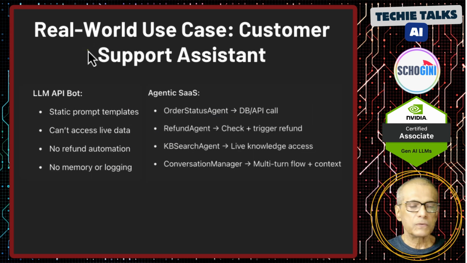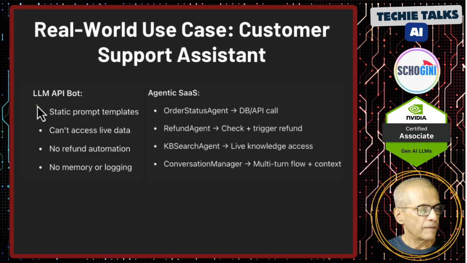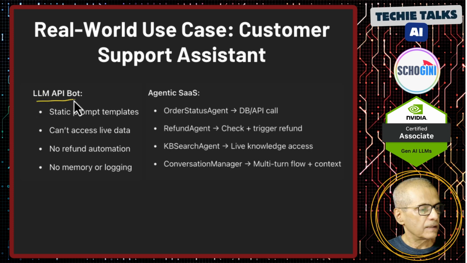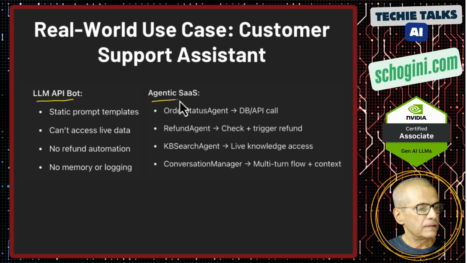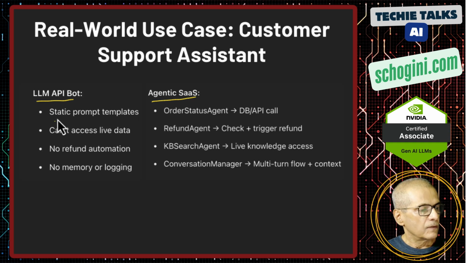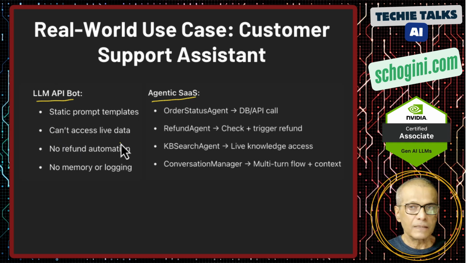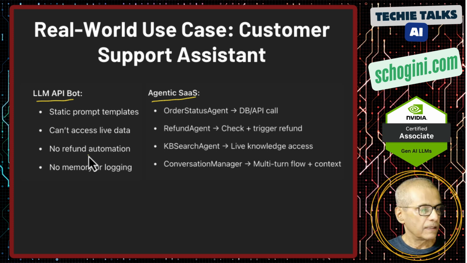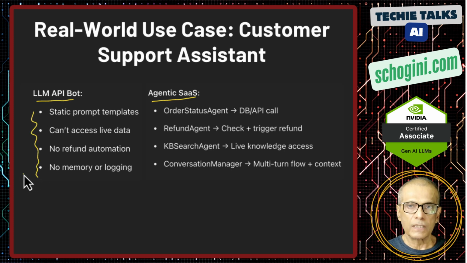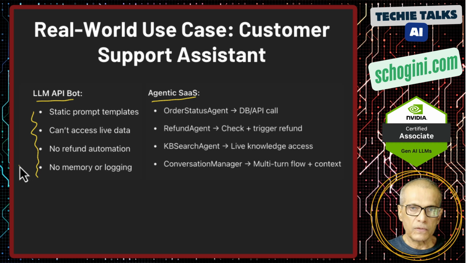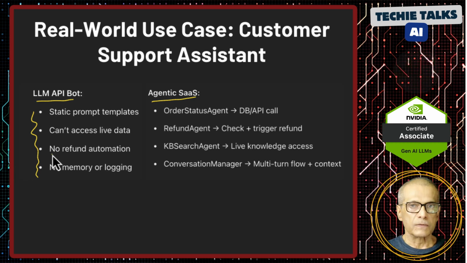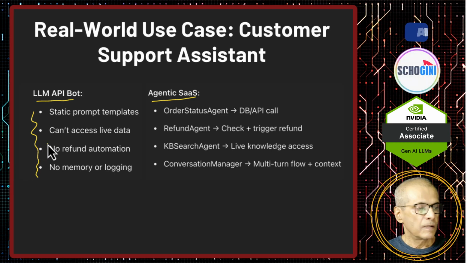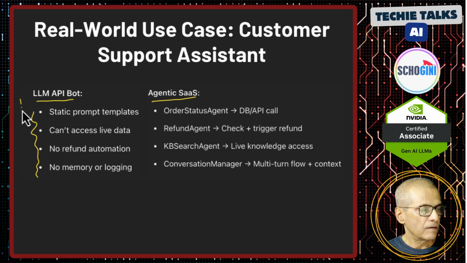Let's take a real world use case, customer support assistant using non-agentic chatbot and agentic SaaS chatbot. So it is static prompt templates, limited to static, can't access live data. You cannot do further workflow automation easily. Now, see, these are all possible with extra work, extra complexities. So before agents came up, we used to do this. It's not that it's not possible, but the effort involved is very high.